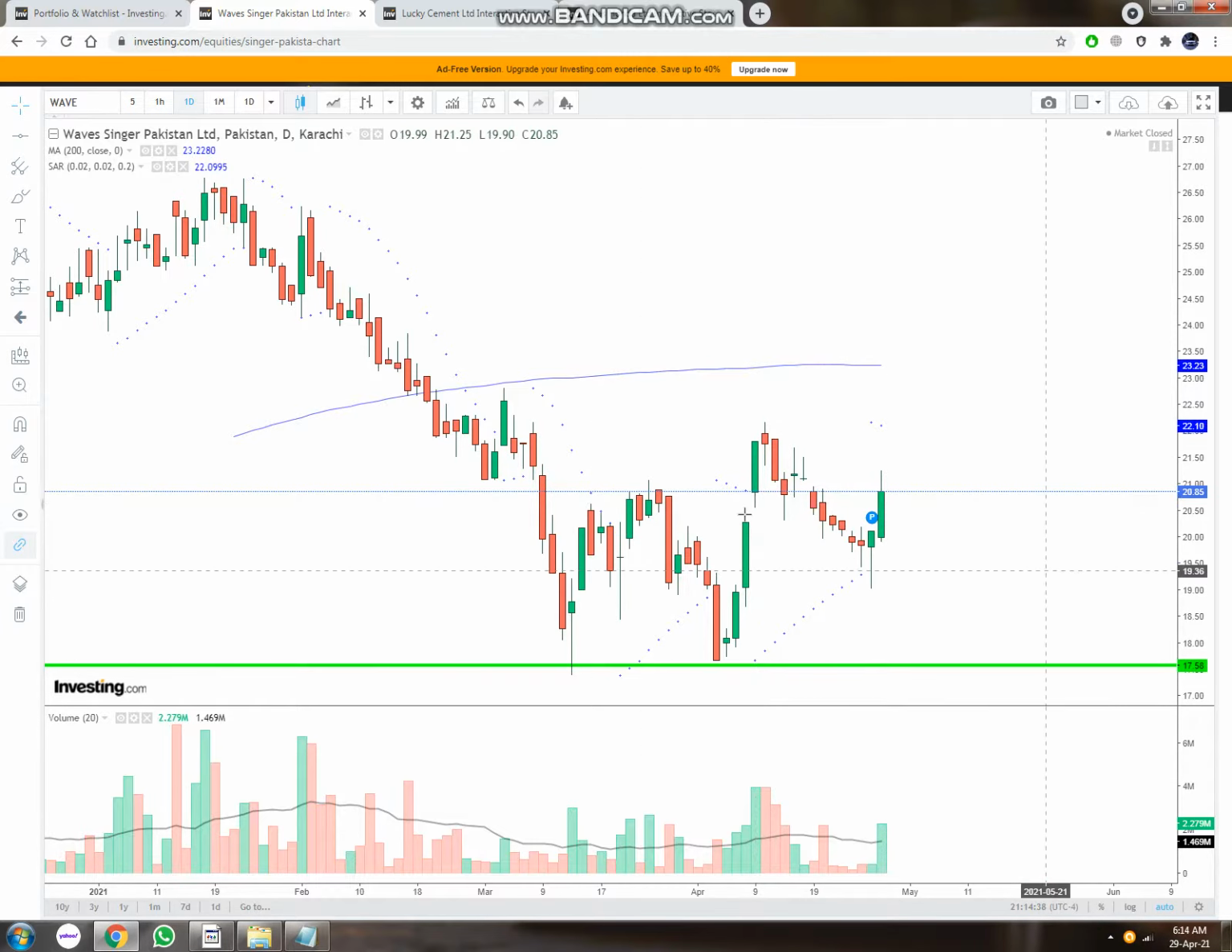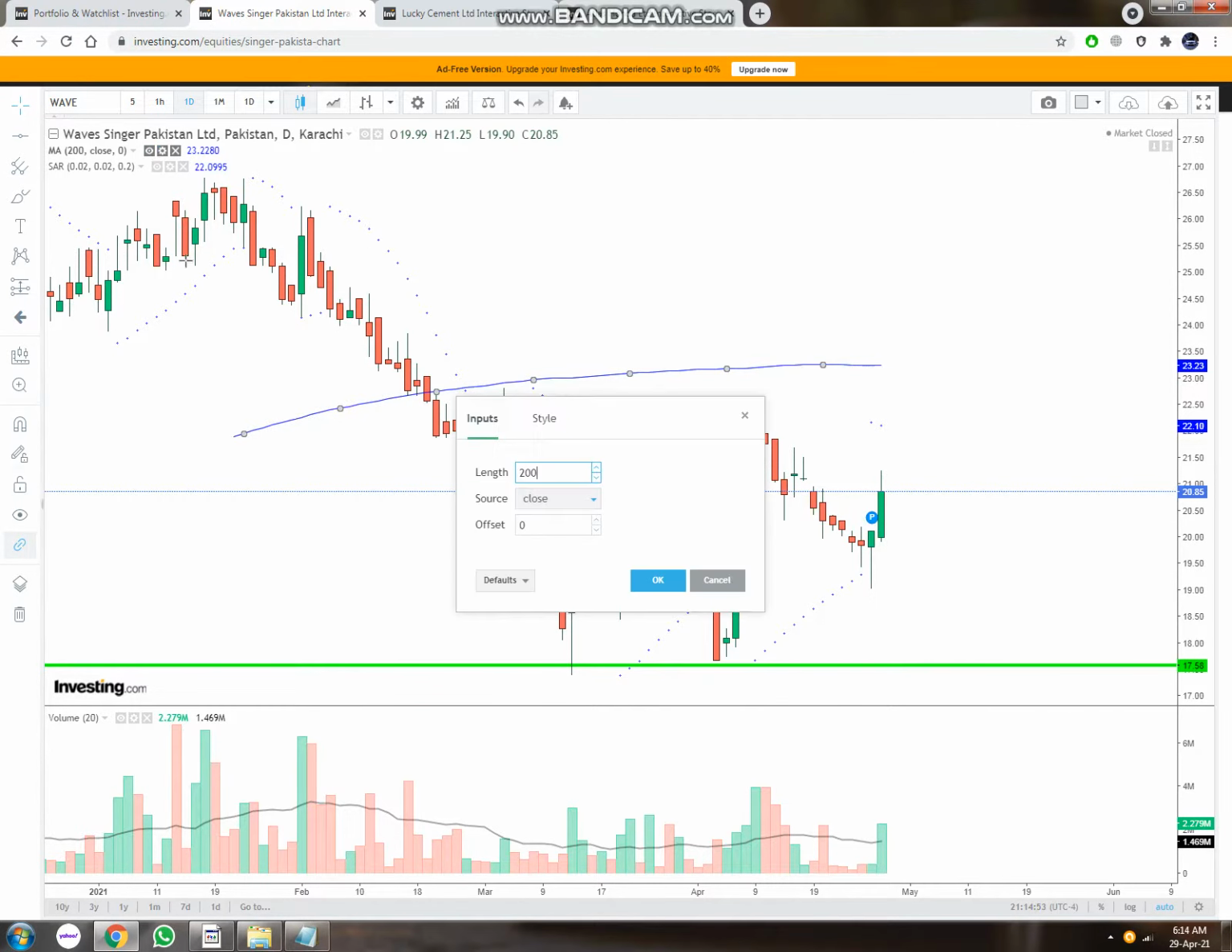Now I've learned that when this stock is trading below the 200-day moving average, buy that stock, and sell when it is trading above this moving average. I've learned this and now I've applied this to my trading. Let's see what happens next.